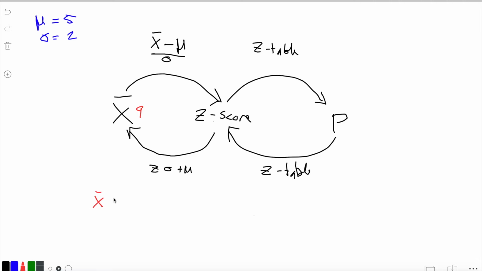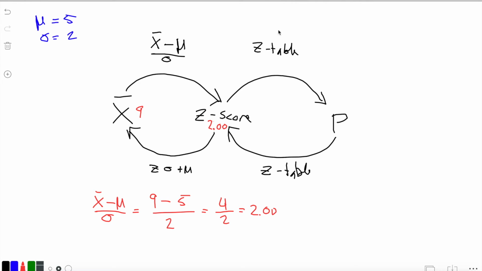So let's rewrite the equation and let's plug in the numbers. So our mean is 9 minus our mu, which is 5, divided by our sigma, which is 2. So 9 minus 5 is 4, divided by 2 equals 2, and 2.00. So our z-score is 2.00.